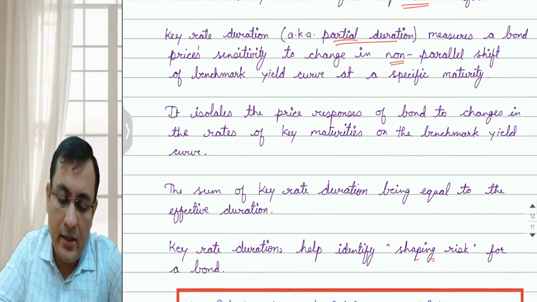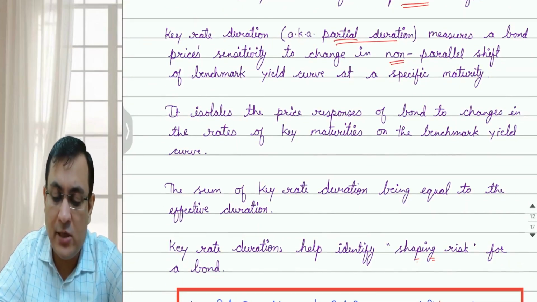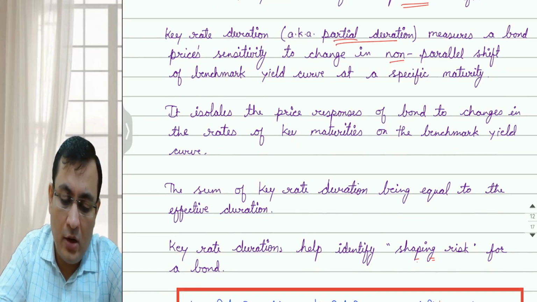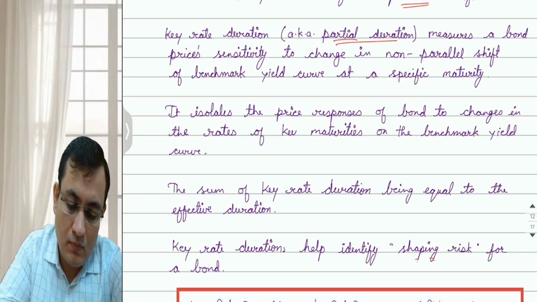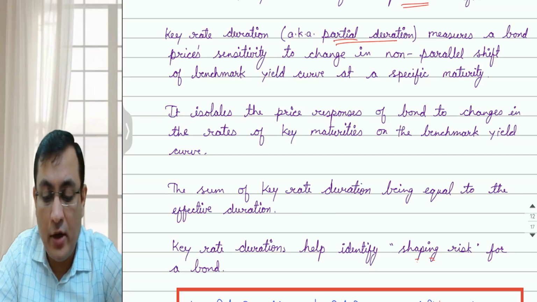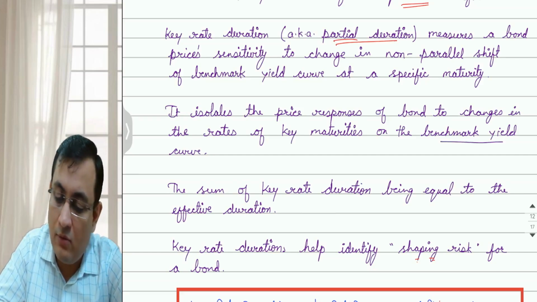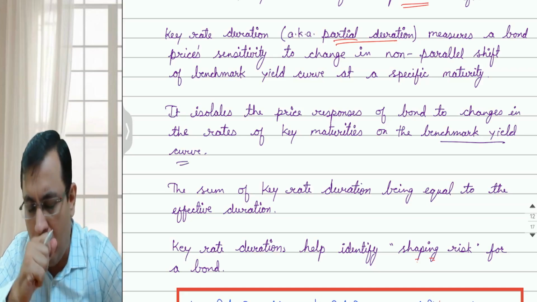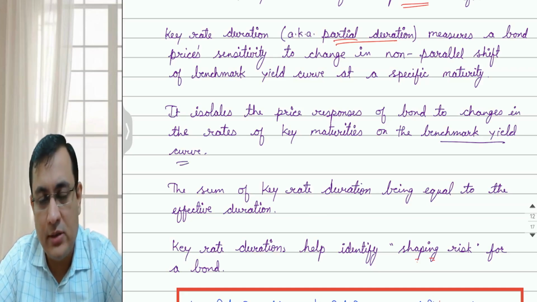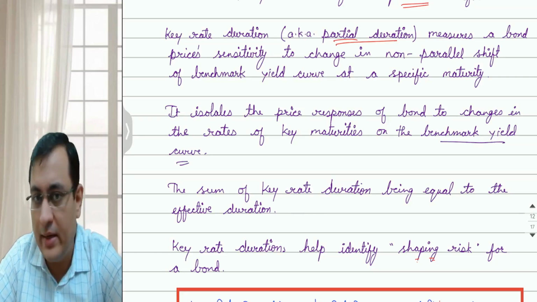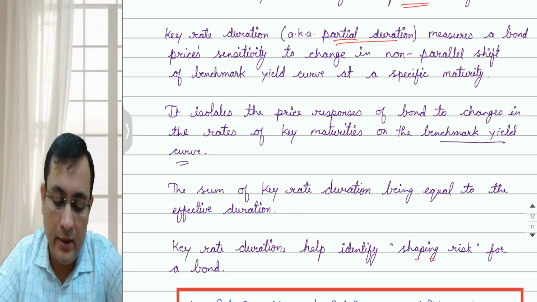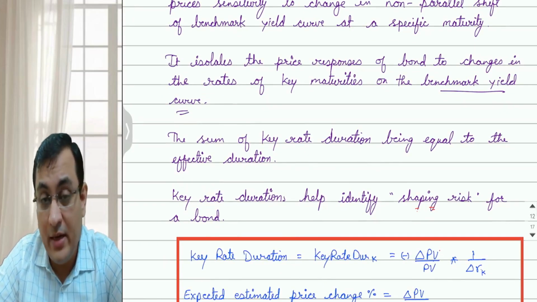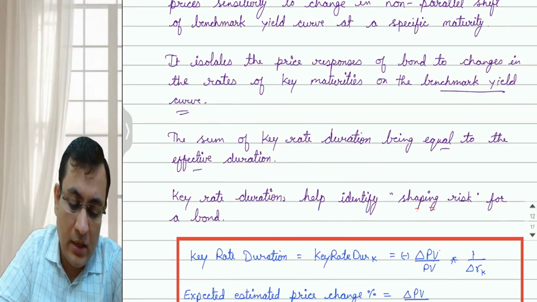So it isolates the price response of a bond to change in rate of a key maturity on the benchmark yield curve. Now we are taking the benchmark yield curve as the base, not the yield of the bond. We understood that bonds with embedded options should consider sensitivity with respect to the benchmark yield curve, not the yield of the bond only. Thus, of course, the sum of key rate durations must be equal to the total effective duration.